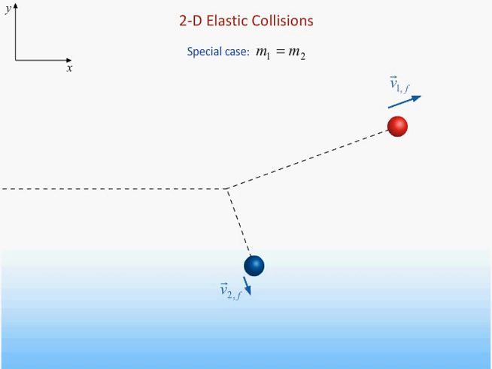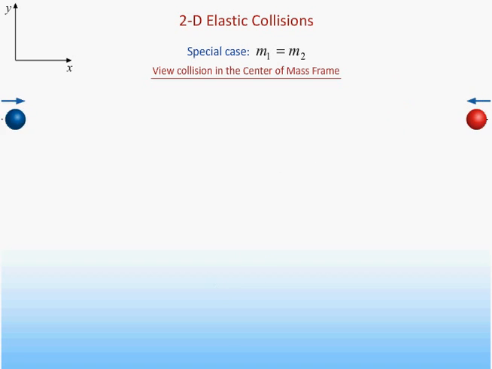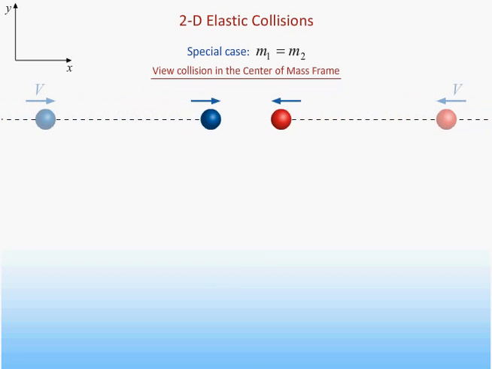Well, just as in the previous example, we get the simplest view of the collision from the center of mass reference frame. Prior to the collision, we see the objects approaching each other head-on, and afterward, we see them leaving the collision pointing back to back with exactly the same speed they had before the collision.